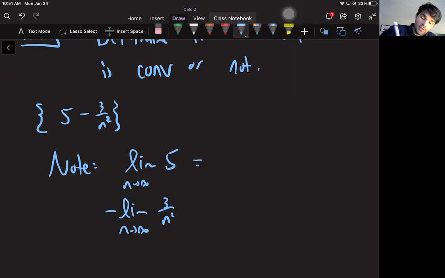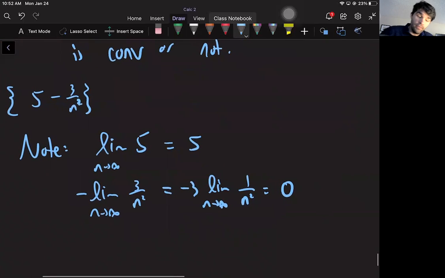The limit of 5 is just 5. So if you just do a bunch of 5s, you get 5. And then this has an n squared on the bottom and just a 3 on the top. You can take out the 3 if you want, but that's a little bit of extra work. You can really just say that this is going to be 0.